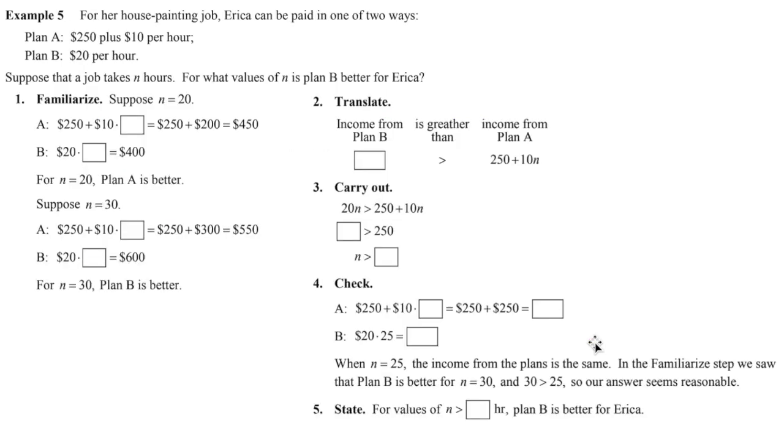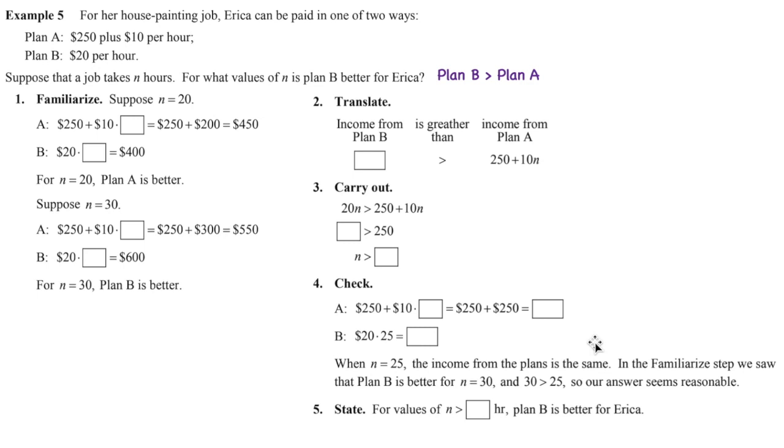For her house painting job, Erica can be paid in one of two ways. Plan A is $250 plus $10 an hour, or Plan B, $20 per hour. Suppose that a job takes n amount of hours. What values of n is Plan B better for Erica? So we want to know, when is Plan B greater than Plan A?